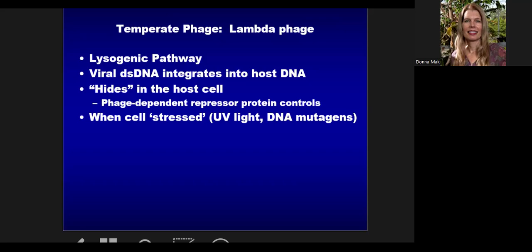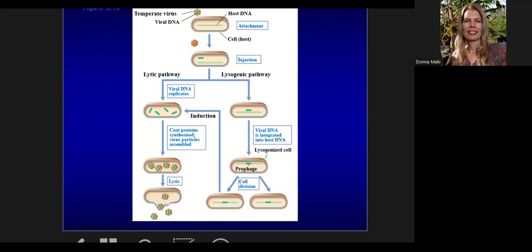and then it usually switches immediately into the lytic pathway, which is typically bad news for the host cell, because that's when the phage decides to, so to speak, take the cell hostage and make more of me, and then they'll bust out of the host cell, typically killing the host microbe.